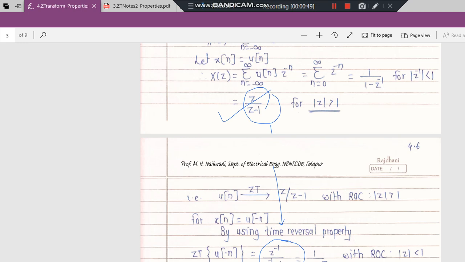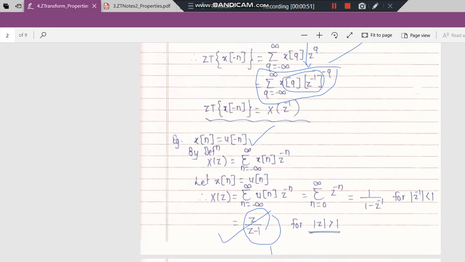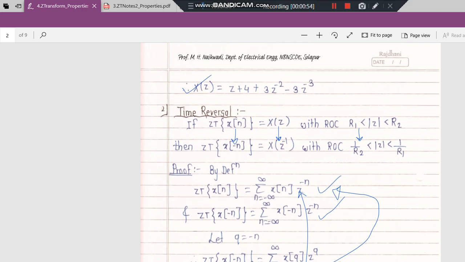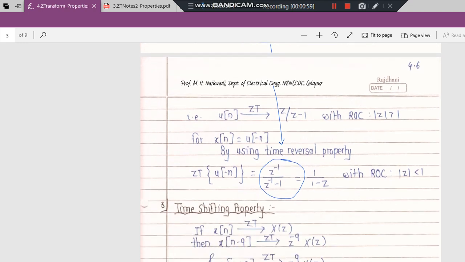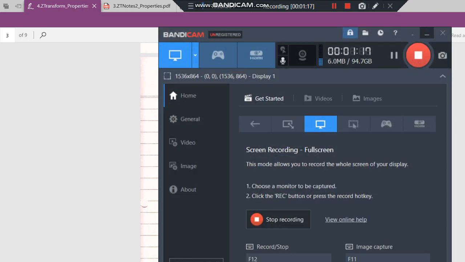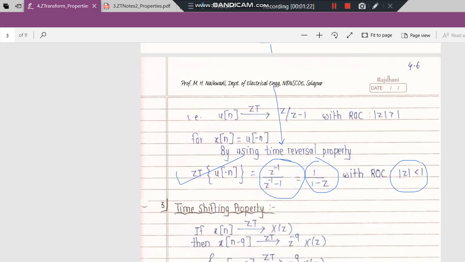Simply by using the time reversal property, which states that the Z transform of x of minus n is X of z raised to minus 1, wherever we get z, we just put z raised to minus 1. So z raised to minus 1 upon z raised to minus 1 minus 1. Rearranging the terms, we get this value with the ROC mod of z less than 1. This is how we can find the Z transform for the time reversed versions of signals if we know the Z transform of the original signals.